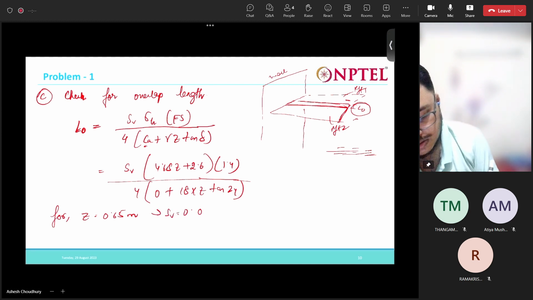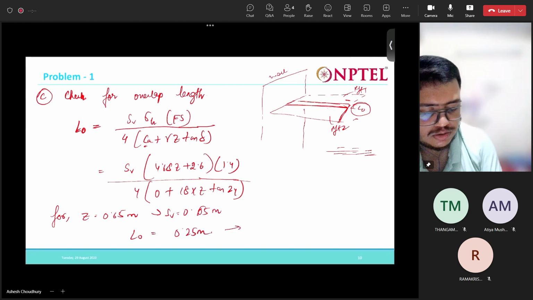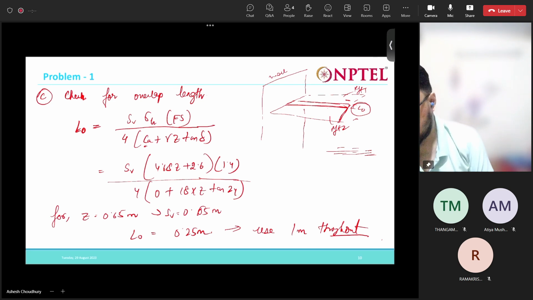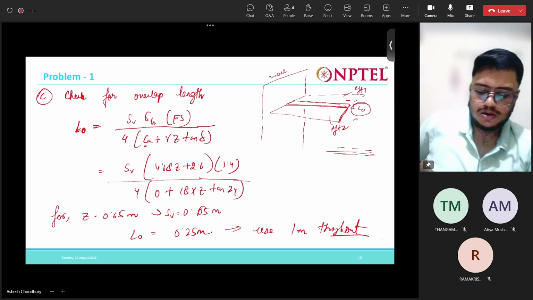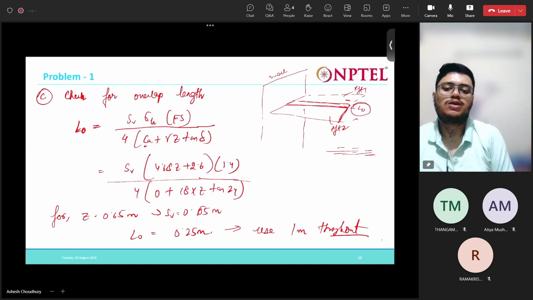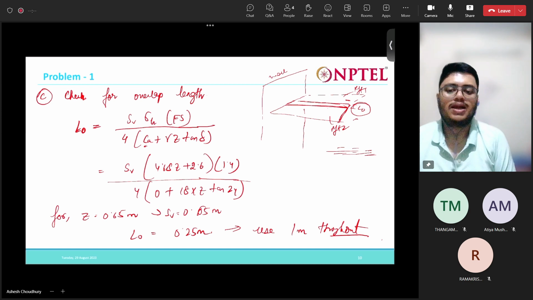So we can calculate this L naught as 0.425 meter. So use 1 meter throughout. Generally a minimum of 1 meter overlap has to be used, so we'll be using 1 meter overlap throughout.